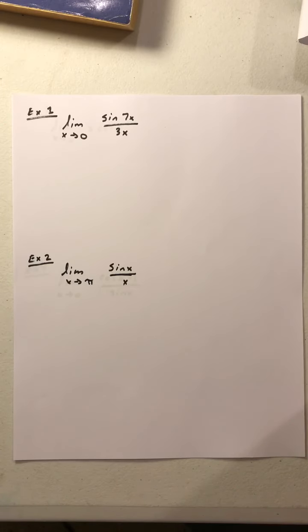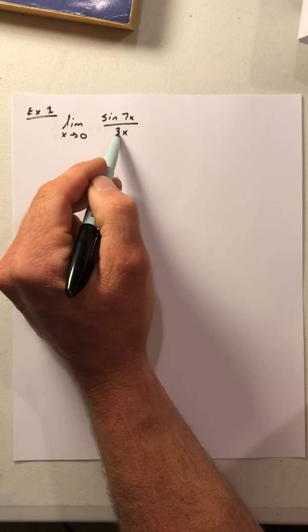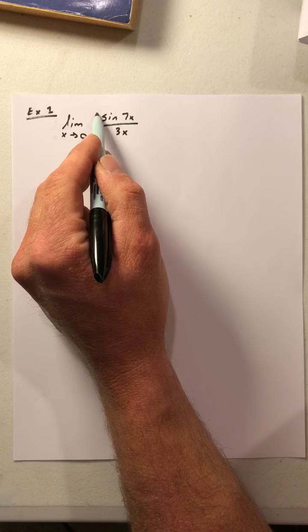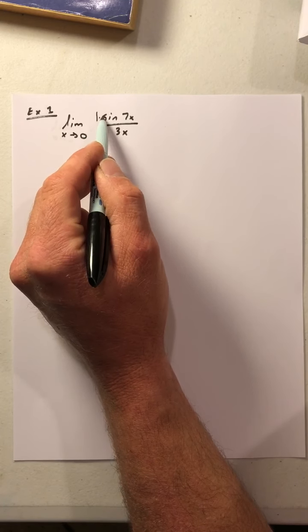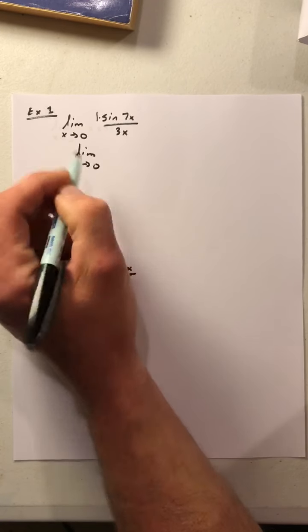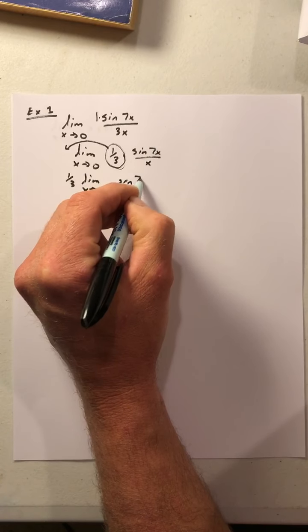We're looking at example 1 being the limit as x goes to 0 of the sine of 7x over 3x. Notice here, these two values are not the same. But we can look at this in a lot of different forms. We can think of the top as being 1 times the sine of 7x over 3x. So we could really write this as the limit as x goes to 0 of 1/3 times the sine of 7x over x. And that 1/3 is a constant, a scalar multiplying. So we can bring that to the front of this limit. So we have 1/3 the limit as x goes to 0 of the sine of 7x over x.